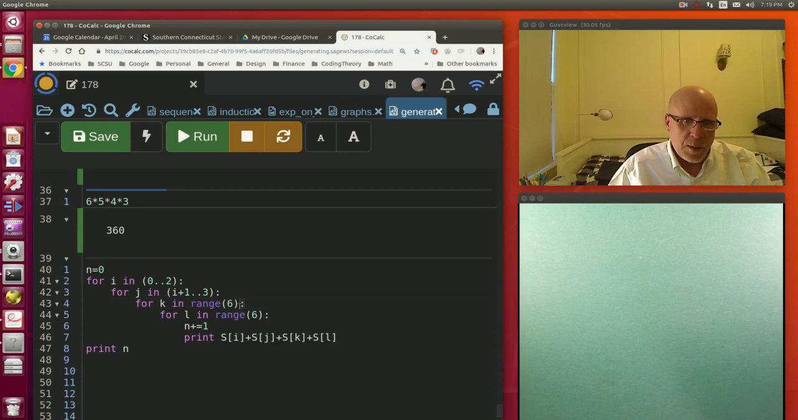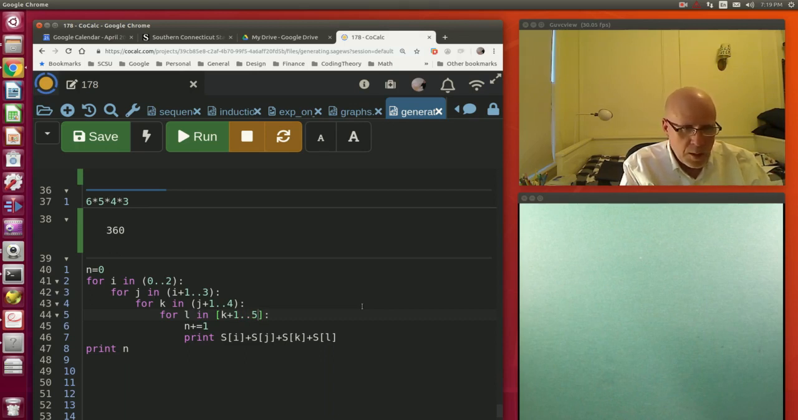Similar change happens to k. k starts at 1 more than the i variable, or excuse me, the j variable. I was trying to delete something that I didn't delete. There we go. So I'm going to start it at j plus 1, and I'm going to move all the way up to 4. And finally, the last variable will start at k plus 1, and the biggest it's going to go to is 5.